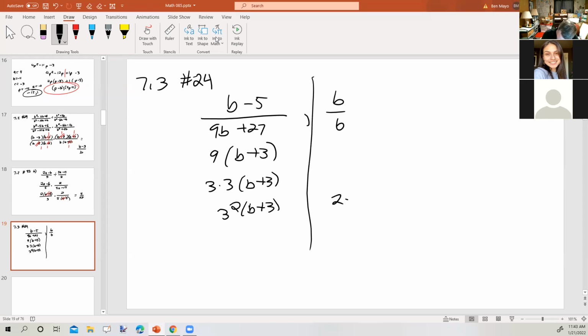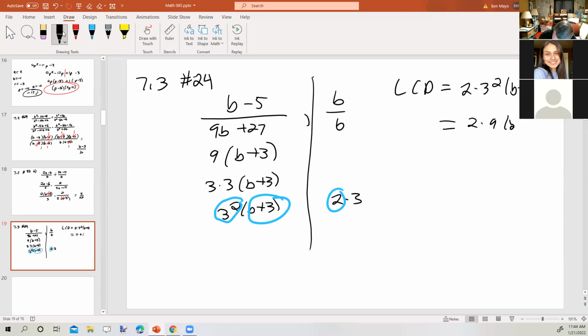6 is 2 times 3. So my least common denominator is the product of the highest power of each different prime factor. What are the prime factors? We've got a 2, we've got 3s, and we've got b plus 3s. So I need a 2, 3 squared, and a b plus 3. So 2 times 3 squared times b plus 3, which is 2 times 9 times b plus 3, which is 18 times b plus 3. And there is your least common denominator.